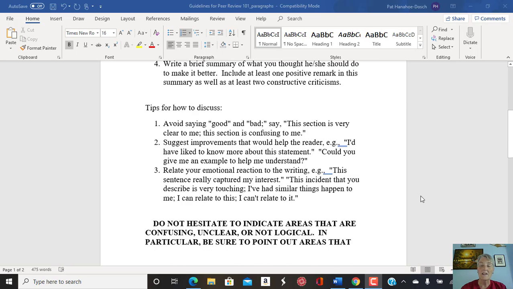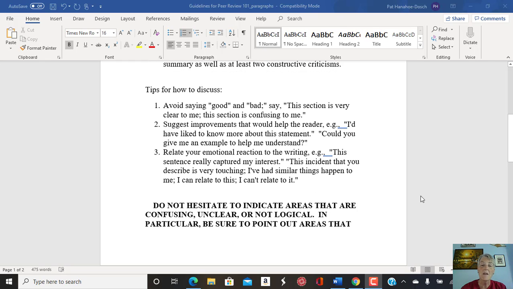Tips for how to discuss. Avoid saying good and bad. Say, this section is very clear to me, this section is confusing to me. Suggest improvements that would help the reader. For example, I'd have liked to know more about this statement. Could you give me an example to help me understand?